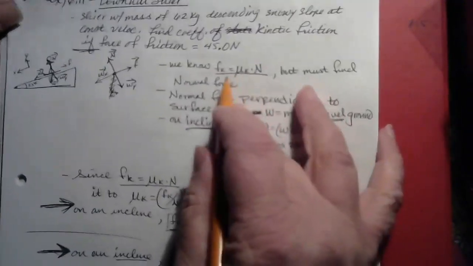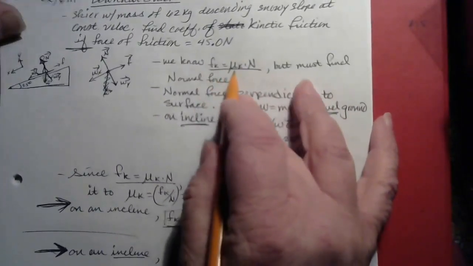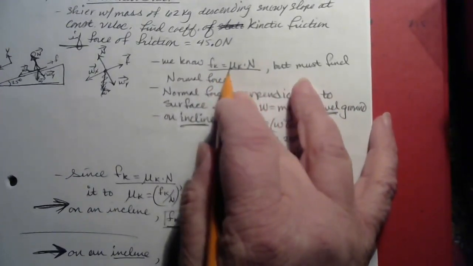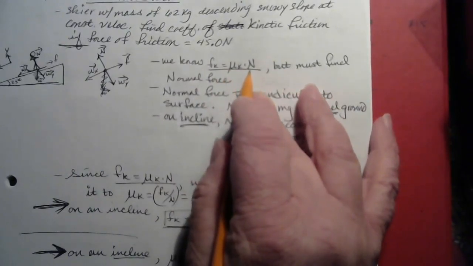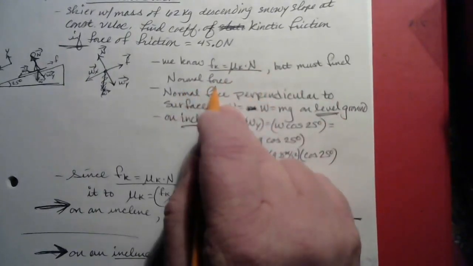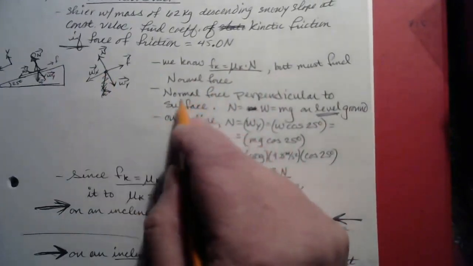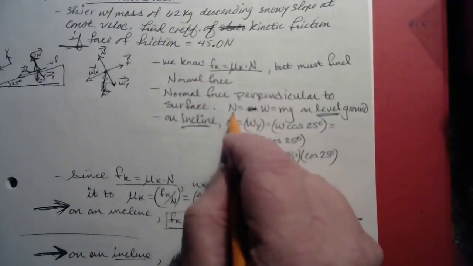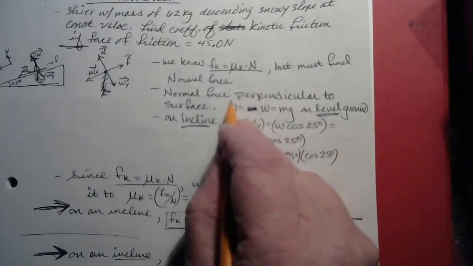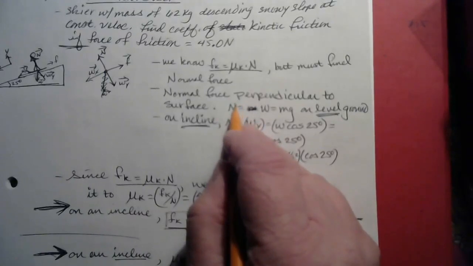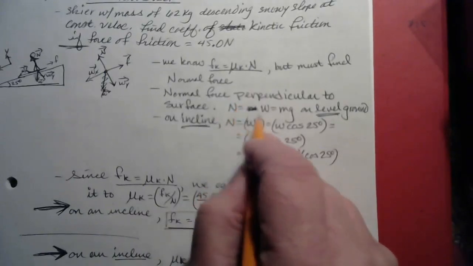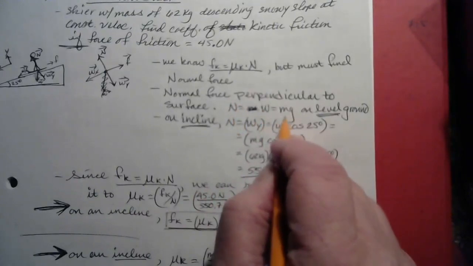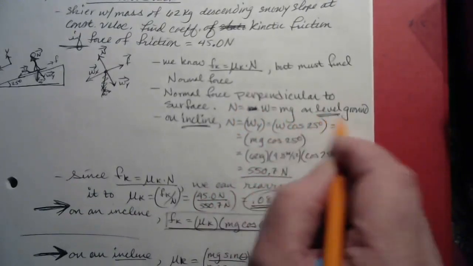Okay, in this case, we know that the force of kinetic friction is equal to the coefficient of kinetic friction times the normal force, but we don't know the normal force. The normal force, though, should be equal in magnitude to the Y component of the weight, opposite in direction, but equal in magnitude. So normal force in terms of magnitude, notice there's no vector symbol above this, so we're just talking about the magnitude of the normal force, is equal to the magnitude of the weight, which is equal to mg on level ground.